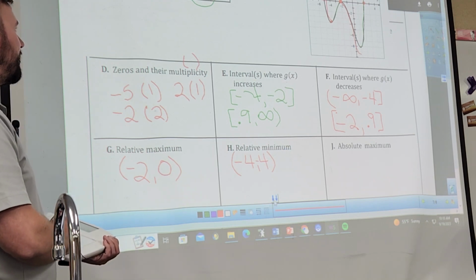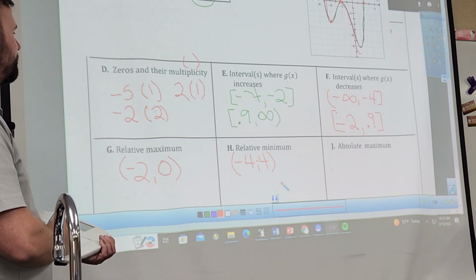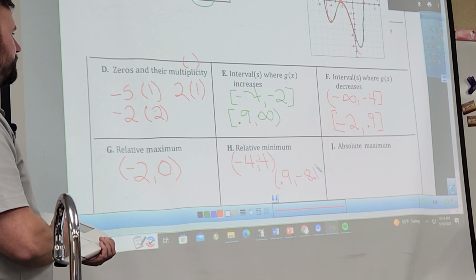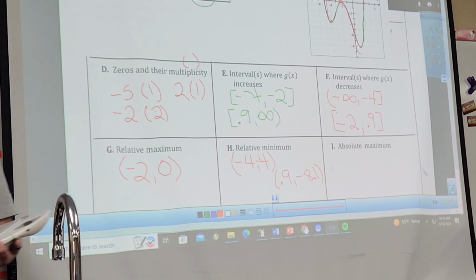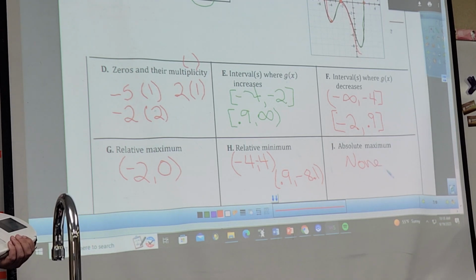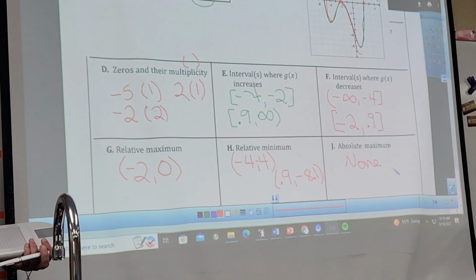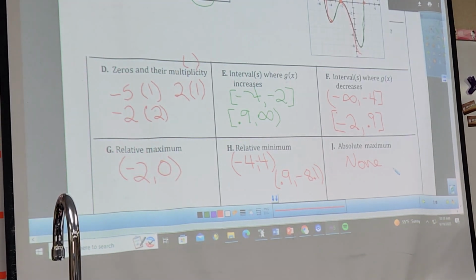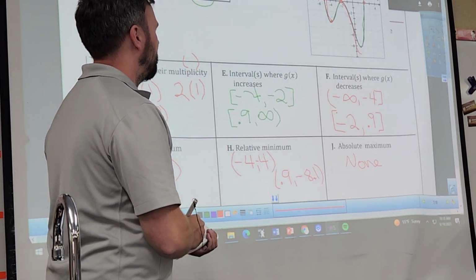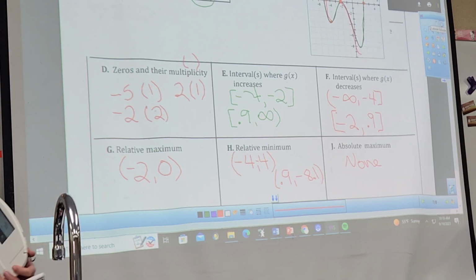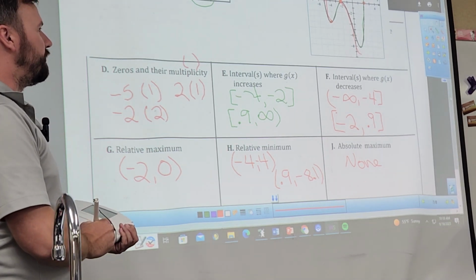All right, what's the other point then? Yep. Do I have an absolute max? No dice. No, you don't have an absolute max then. It's none. You can't put infinity as an absolute max or min. If the answer is infinity, that means you don't have one. You can put NA, none. It does not exist.